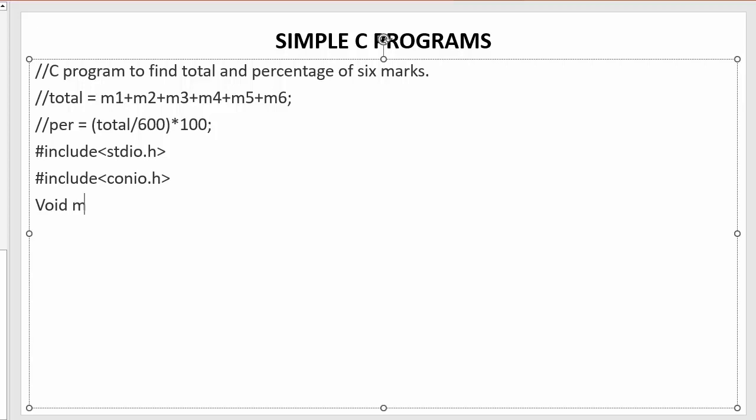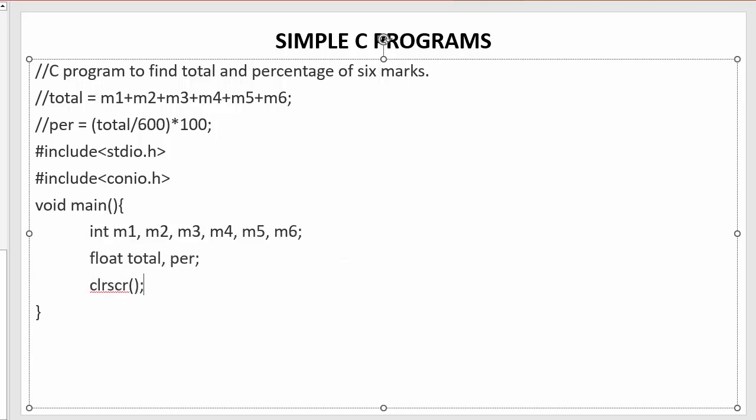Then I will create a main function. As I have said, first I need to create 6 variables, M1 and so on. Next I need to create another variable of type float to store the total. Then the clear screen function.